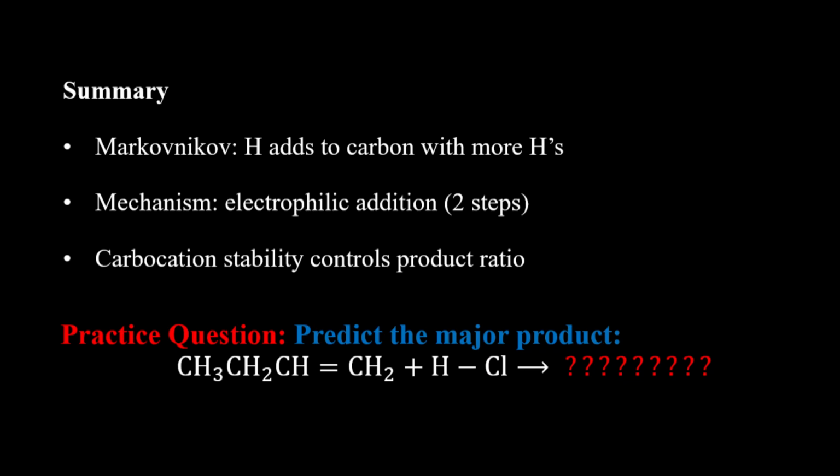Now here's a practice question for you. Predict the major product when 1-butene, CH2=CH-CH2-CH3, reacts with HCl. Pause the video, try it yourself, and I'll give you the answer in a moment.